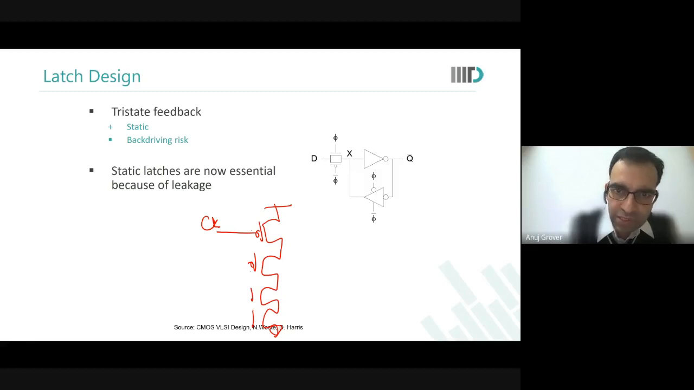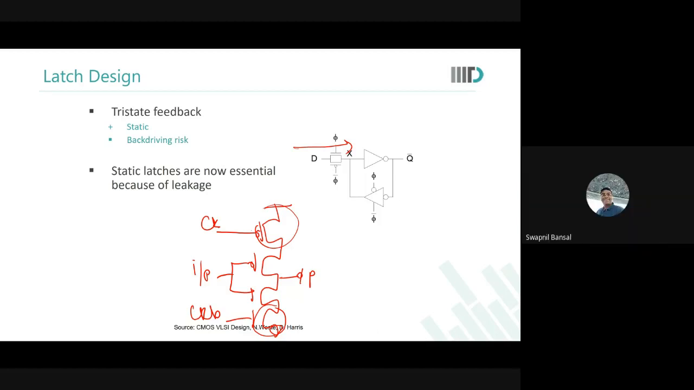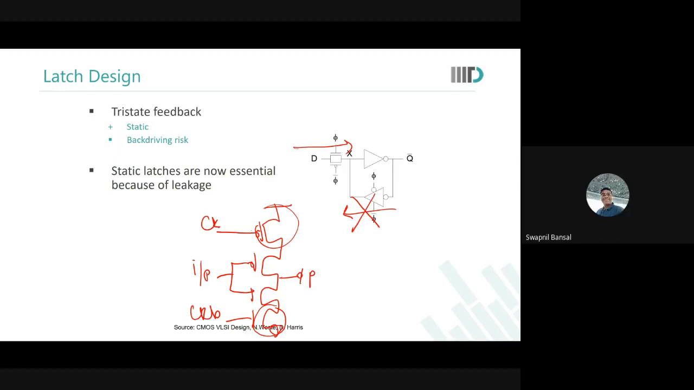and in this case there is CK and there is CK bar, and this is your input and this is your output. So what happens when the CK is high? That is when this path is driving, this PMOS is off, this NMOS is off. This latch does not drive X. When CK is high, CK bar is low, at that point of time this latch is off. It is not driving X. Yeah, everything is in cutoff.